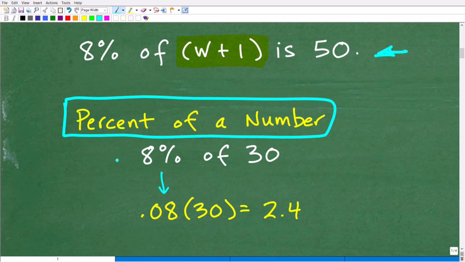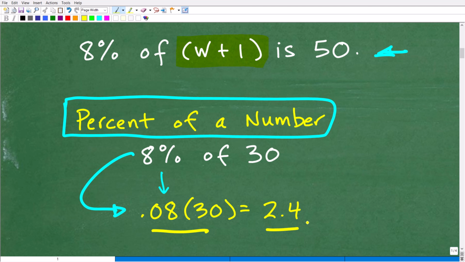Well, you would change this percent to a decimal. I'm assuming most of you understand that. Of course, that's the first step. We change the percent to a decimal, then we multiply it by the number. So 8% as a decimal is 0.08. Then we multiply by the number 30, and we'll do this in our calculator. We get the answer 2.4.